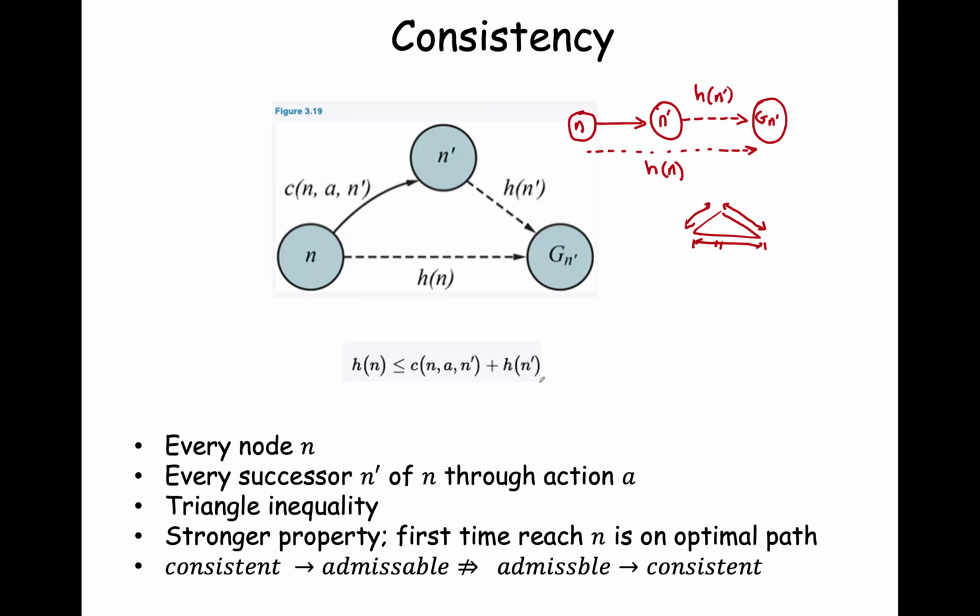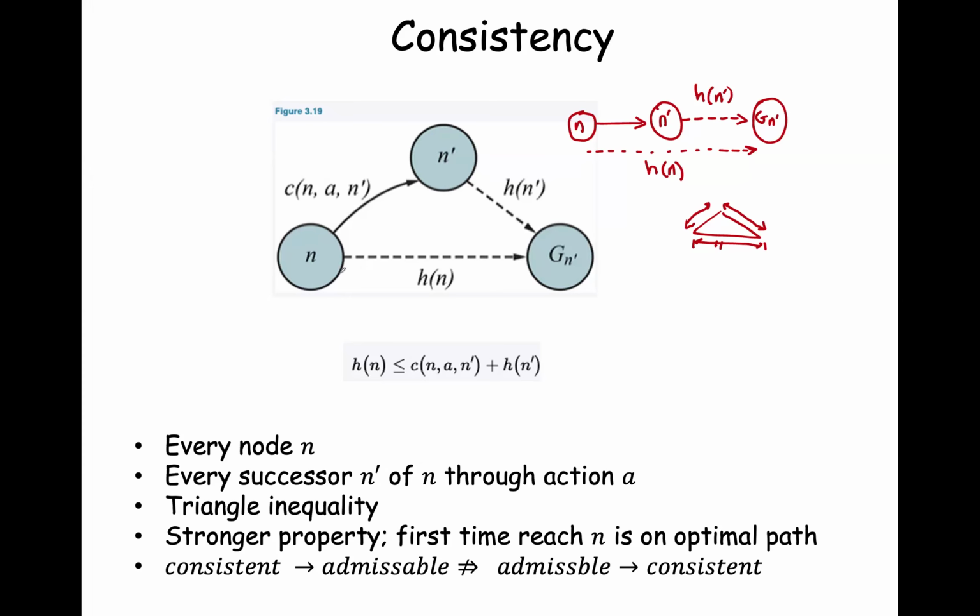And in this, it's the successor of n prime that's reached through a single action. And that action is associated with a step cost that you get from your environment dynamics. And so this idea of consistency, or triangle inequality, is a much stronger property than just admissibility. And it says the first time you reach n, that's when you encounter this node n, it's on an optimal path. If it's on an optimal path, you're going to find that optimal path using your path cost estimate. Does that make sense? Any questions?